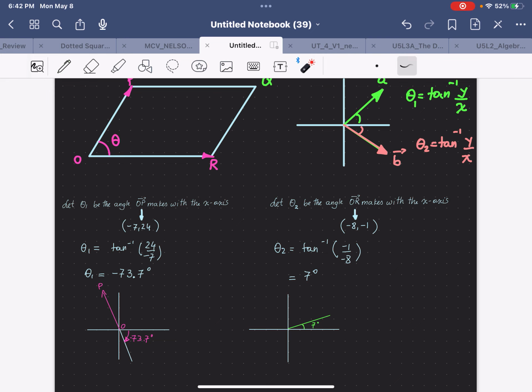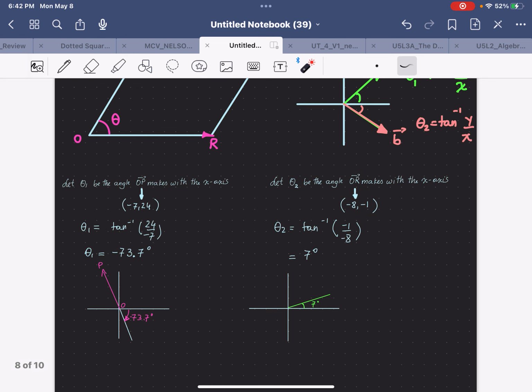Now, recall that the coordinates of OR are both negative. And where are the coordinates of points both negative? I would say they would be in quadrant 3. So that means that our actual vector is not in quadrant 1, so the angle is not 7 degrees, but something related to it.